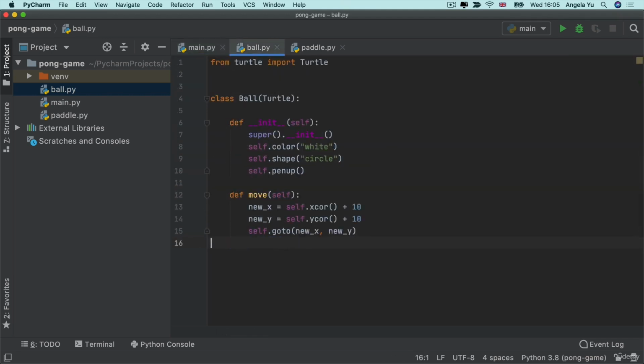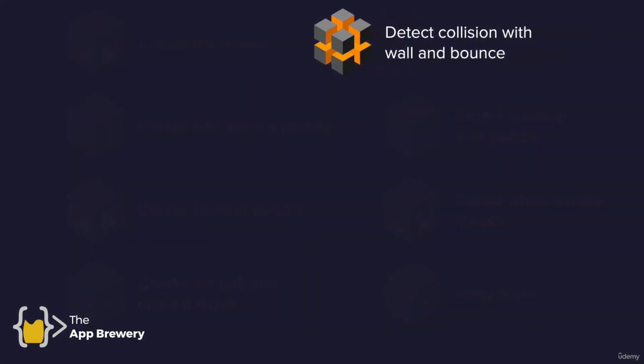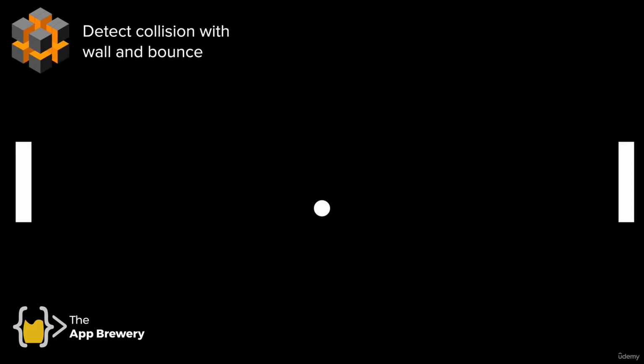Now we've done most of the easy parts, getting a paddle and a ball up and running on our screen. The next few parts are going to be a little bit more tricky. And the first thing we're going to tackle is how to detect collision when the ball hits the wall at the top and the bottom and getting the ball to bounce.